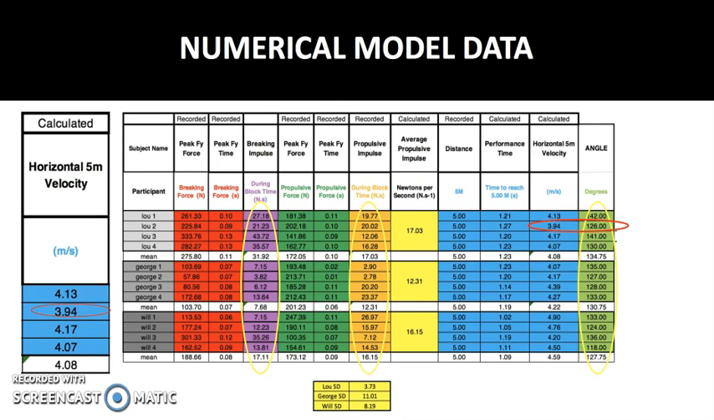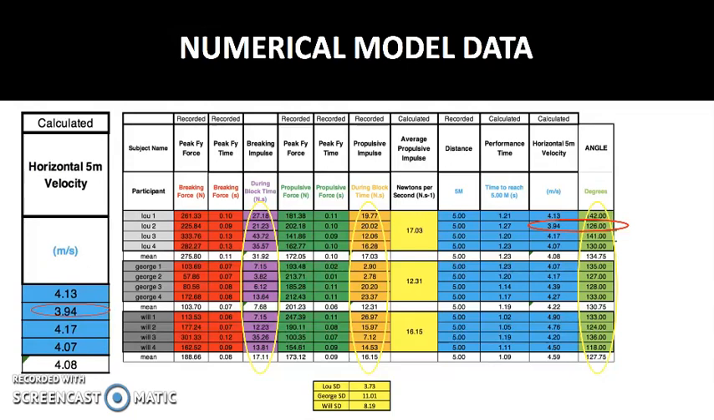So here you can see the data that I'd gathered from the numerical model. Your performer is the first participant on the table, so that's the performer here. You can see all their results across this way. These ovals are just to highlight certain things that perhaps were advantages or disadvantages of your performer's performance. So there's some key points you can gather from this data. This is in relation to the braking impulse, the propulsive impulse, and just their general velocity.